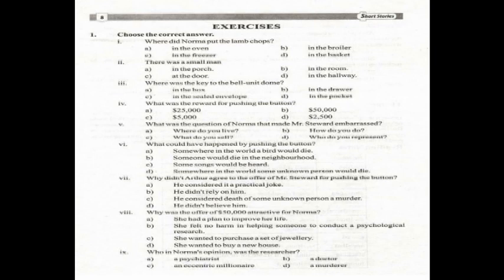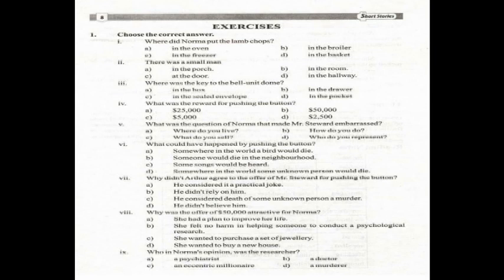Question number 6. What could have happened by pushing the button? Option A. Somewhere in the world a bird would die. B. Someone would die in the neighborhood. C. Some songs would be heard. D. Somewhere in the world some unknown person would die. Option D is correct. Somewhere in the world some unknown person would die.